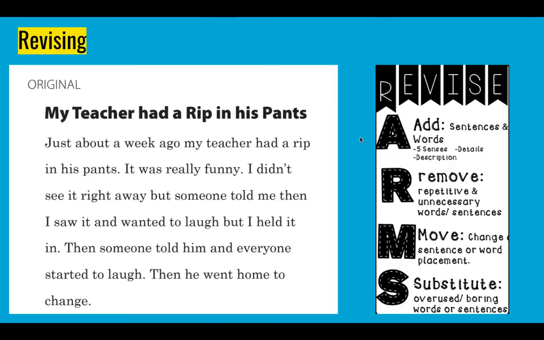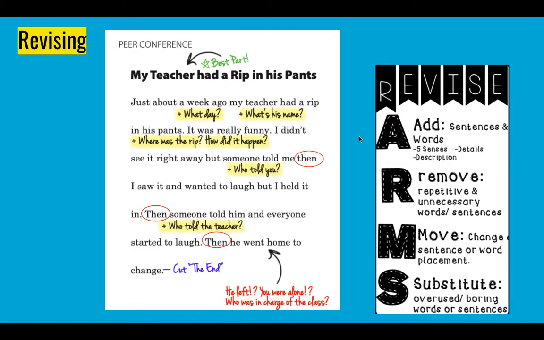Okay, this is okay. But when we went back and we started revising, I said, well, I think there's a lot of things I would like you to add. I had a lot of questions. Like, what day was it? What was the teacher's name? Where was the rip? How did it happen? Who told you there was a rip? Maybe who told the teacher, even more importantly, because I would be kind of afraid. And I asked the student, can you add more details here?